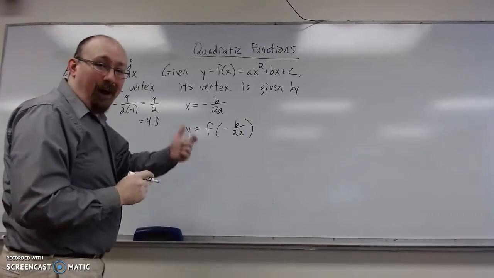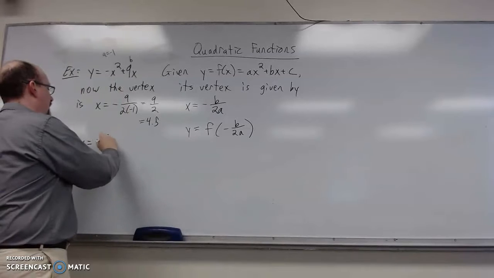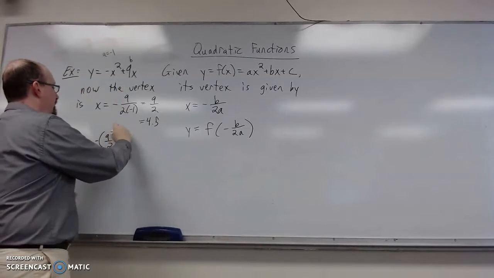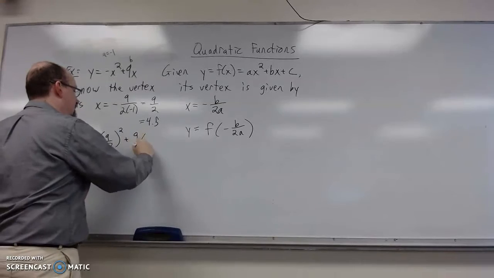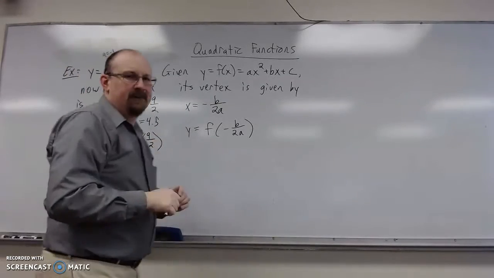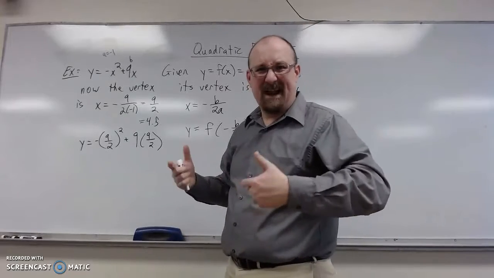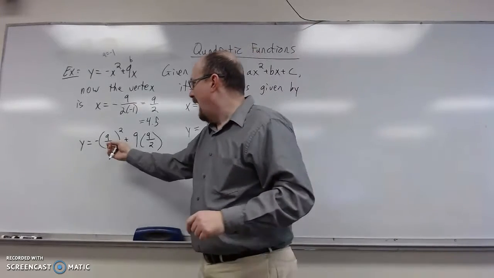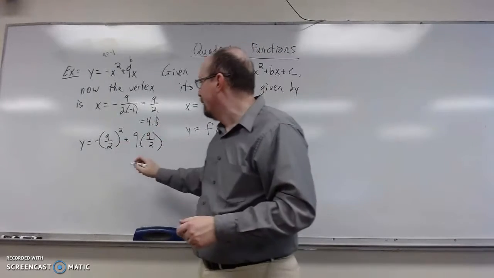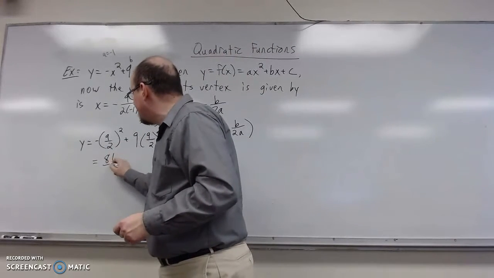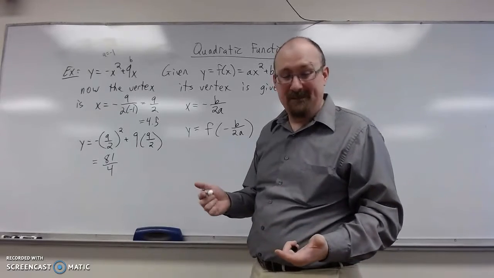So now, to get the y-coordinate, we just need to take this and plug it into the function. So negative 9 halves squared plus 9 times 9 halves. And you can work through the arithmetic here. Like I said, I'm comfortable with fractions, so I'm perfectly fine with saying this is negative 81 over 4 plus 81 over 2. As it turns out, as a fraction, you'd get 81 over 4 when you work out the arithmetic.